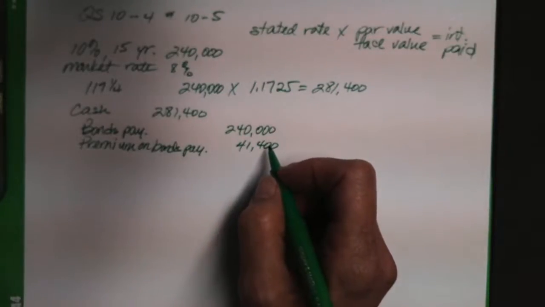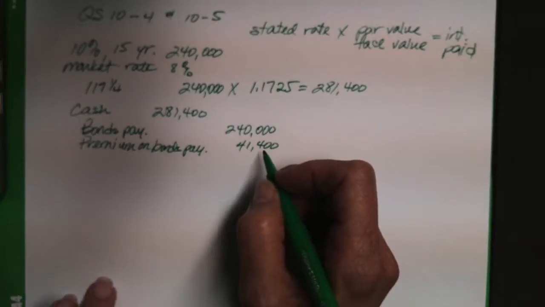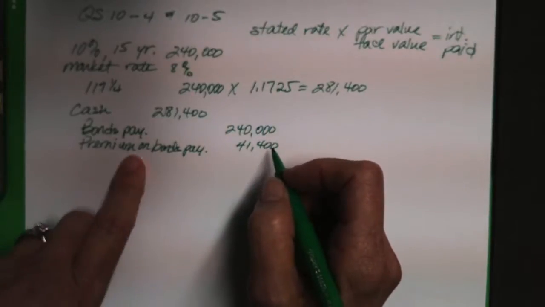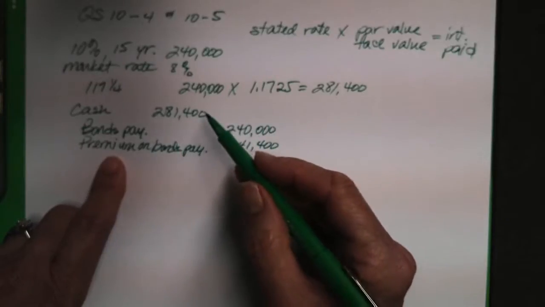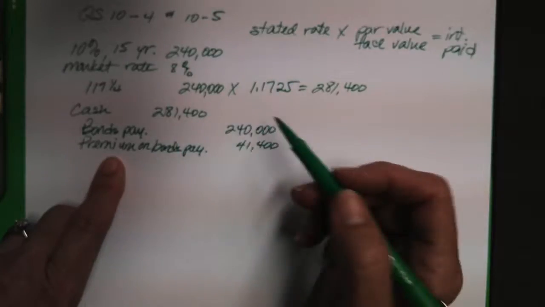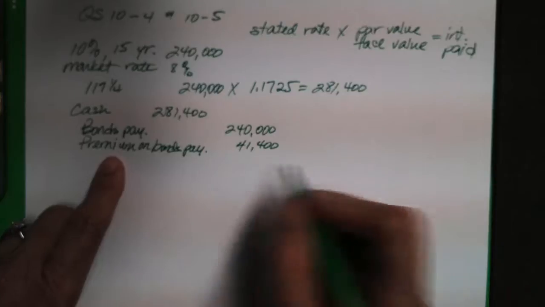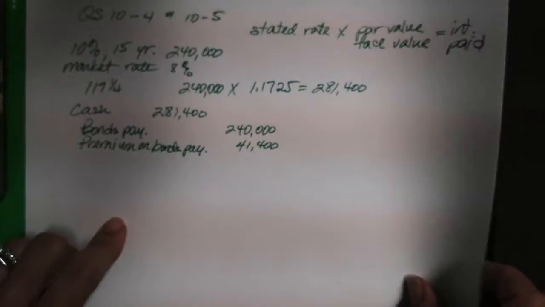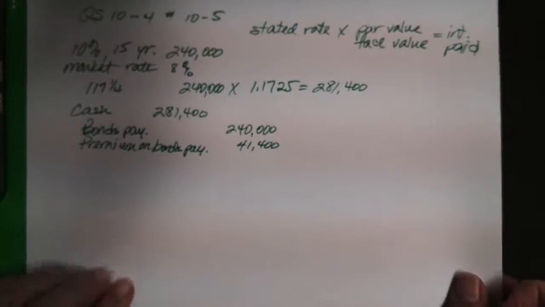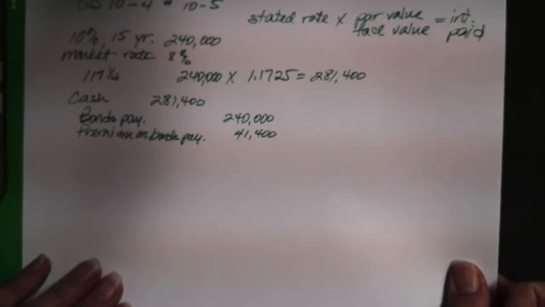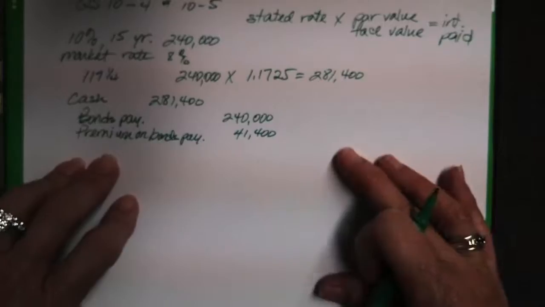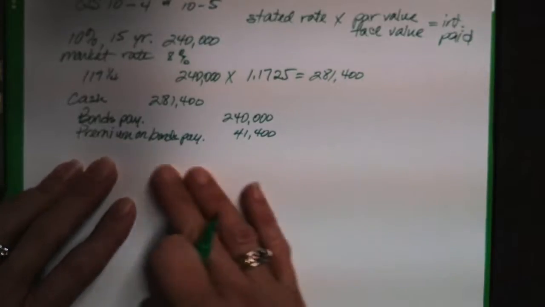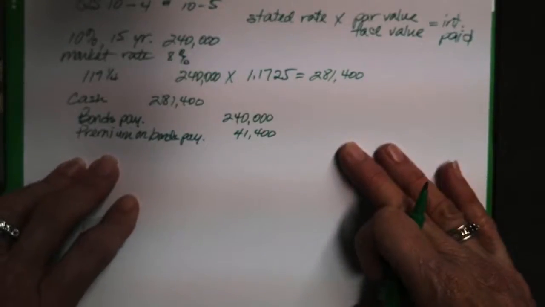Okay, if you will look at problem 5, QS 10-5, it says, well, they told you they got 281.4 for the bonds, but let's prove that. Let's prove that out by valuing the bonds. Okay, so here's how we value bonds. We value them based on the cash flow of the bond, imposing the market rate of interest onto the analysis.